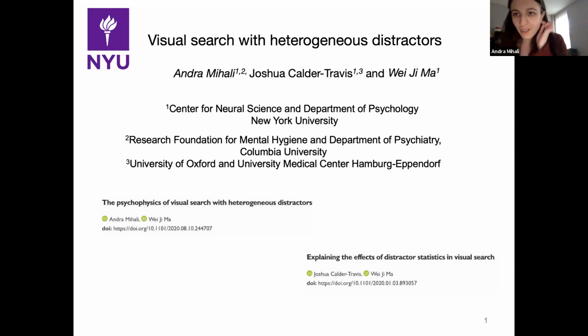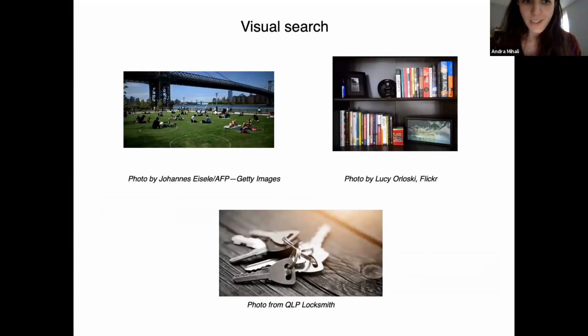Okay, so today we'll talk about visual search with heterogeneous distractors, work by myself, Joshua, and Weiji. So this work covers 2 preprints. My paper is under review. Joshua's has been accepted as an in-press, and please check them out. For my part of the presentation, a part of it will be focused on didactics. So there will be some discrepancies between the figures here and the figures in the paper, but we'll get to the results as well.